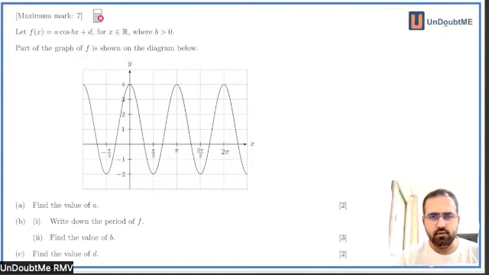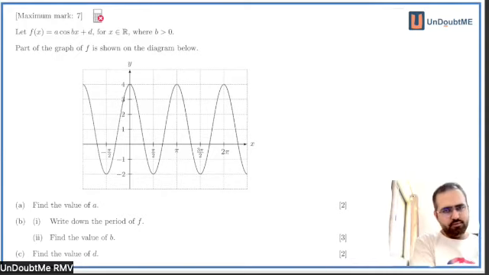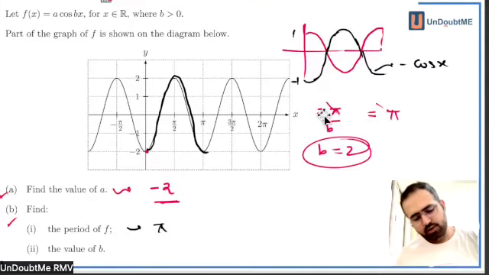So what was the answer for, was it pi? It's 2. Pi will be cancelled, b will be equal to 2. Sorry, yeah, 2.